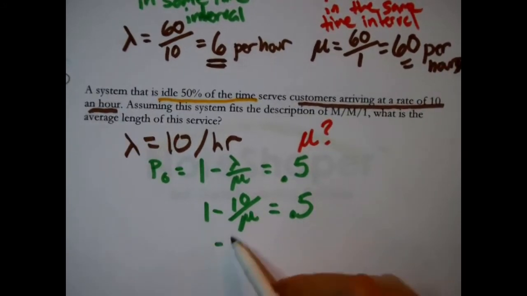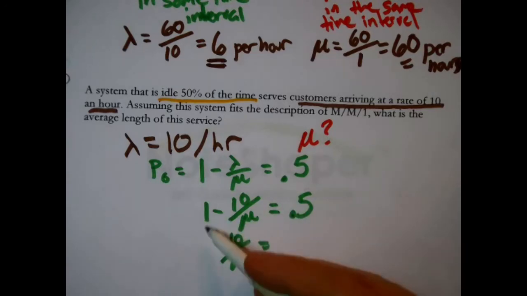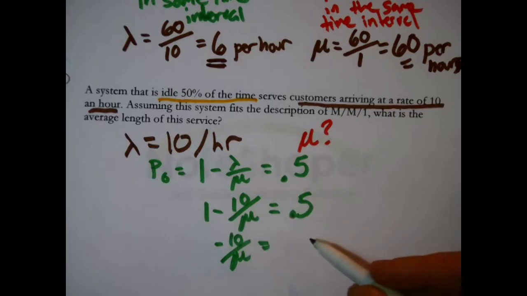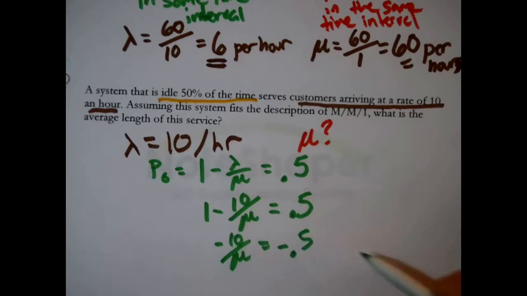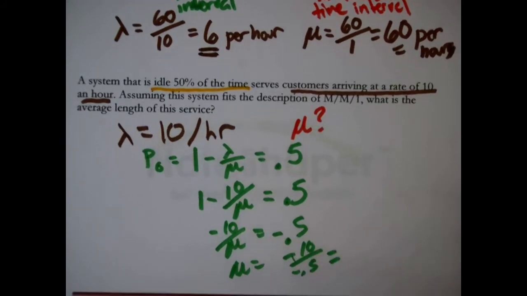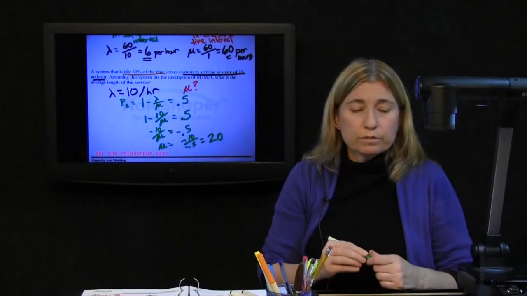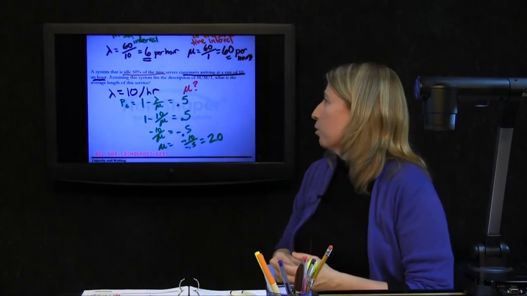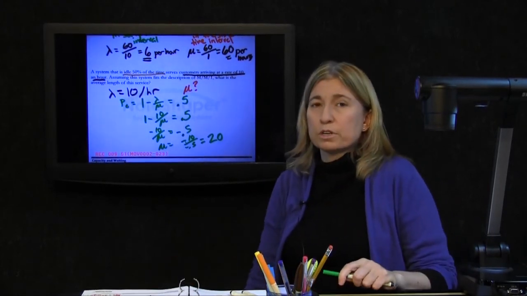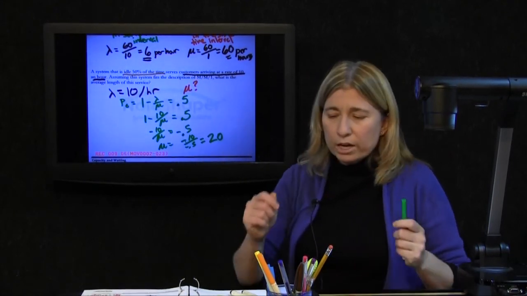Okay, let's see, negative 10 divided by mu. I'm going to subtract 1 from each side. I want it to disappear over here, so that winds up being a negative 0.5 on this side, which means that mu equals negative 10 divided by negative 0.5, which means it winds up being positive, right? Mu equals 20. What have I found out? If customers are arriving at a rate of 10 an hour, and in fact this system is idle 50% of the time, then it must be able to serve customers at a rate of 20 an hour. Great, the answer is 20.